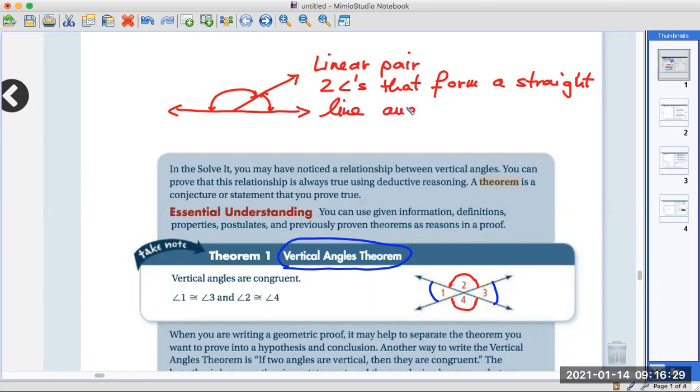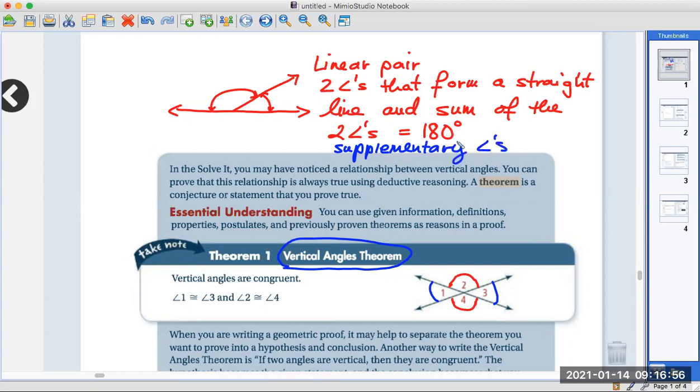And the sum is always 180. The sum of the two is always equal to 180 degrees. By the way, the word for that is called supplementary. I'm going to throw that into supplementary angles. Supplementary angles, always the sum is 180, okay?